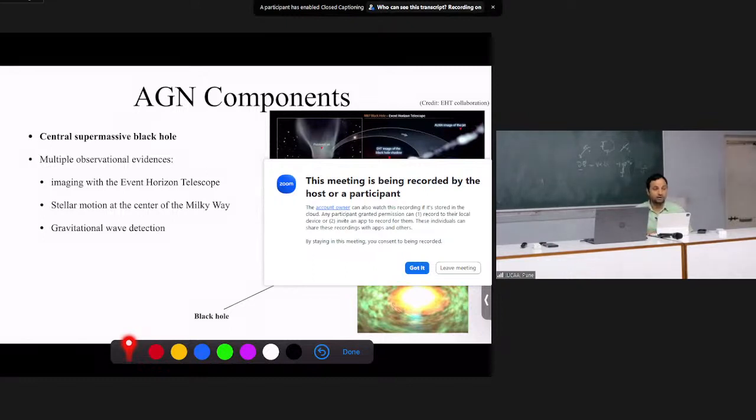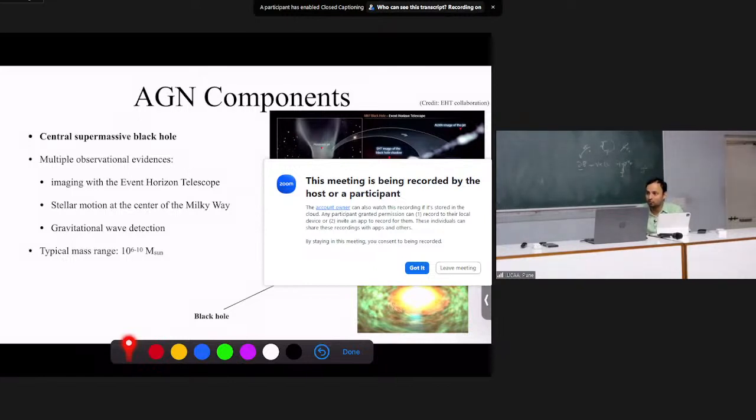All right. Gravitational wave detection. This is another observational evidence supporting the existence of black holes. Fine. Okay. We understood that in AGN components, there should be a black hole at the center. This is the first thing we understood. All right. The typical mass of a black hole residing at the center of galaxies is about 10 to the power 6 to 10 to the power 10 solar mass. Meaning 1 million to 10 billion.